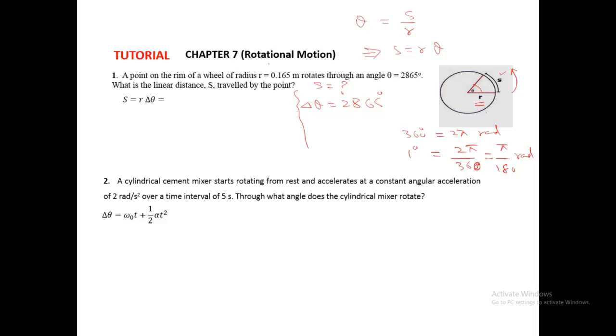Okay, so here we use R. How much R is given to you? Multiply by theta, which is 2865. Since we are going to convert it into radian, we multiply with pi by 180, so it is in radian now. So you get finally S is equal to 8.2 meter. That's it.